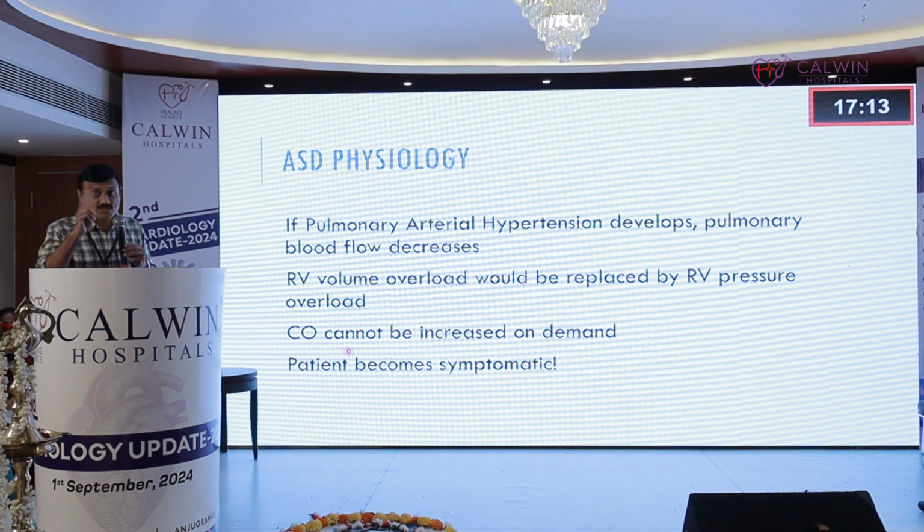It's the reverse in VSD. If a large VSD child, 6-month-old or 8-month-old, has significant symptoms, and the mother says now symptoms are coming down, it means either the VSD size is coming down or the child is developing pulmonary vascular disease. So in VSD, symptoms coming down can be good or bad. But in ASD, an asymptomatic patient becoming symptomatic is generally a bad sign.